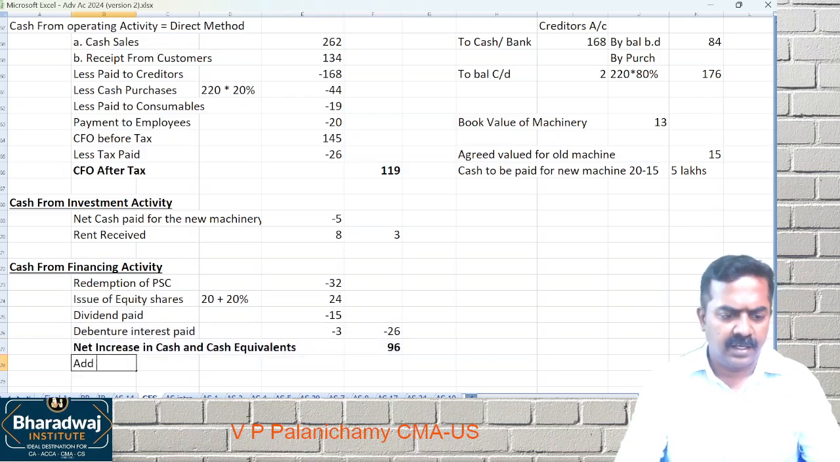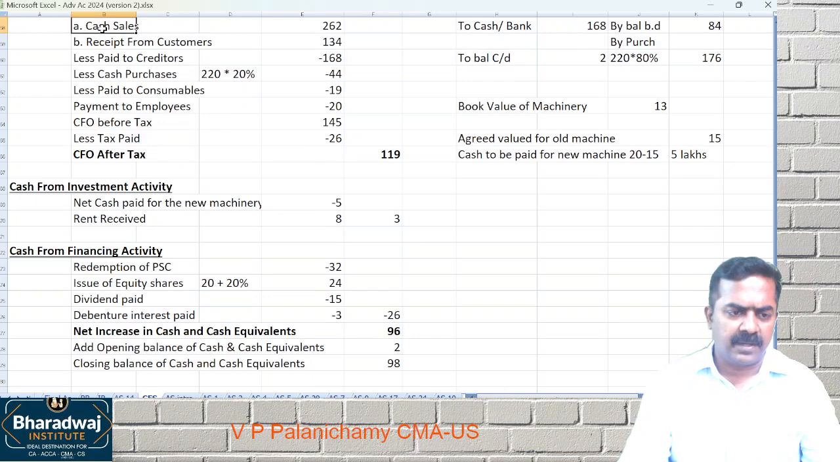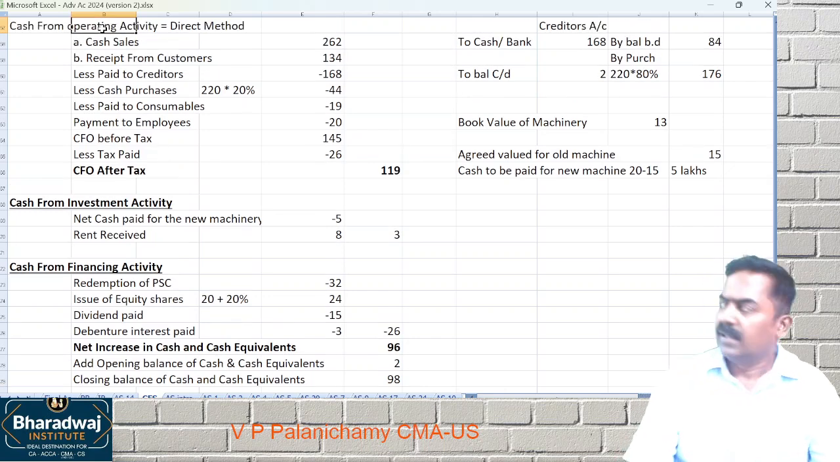With this, add opening balance of cash and cash equivalents. What is the opening balance of cash and cash equivalents? You will get which one? Closing balance of cash and cash equivalents. 98. So closing balance of cash and cash equivalents is the answer for us.